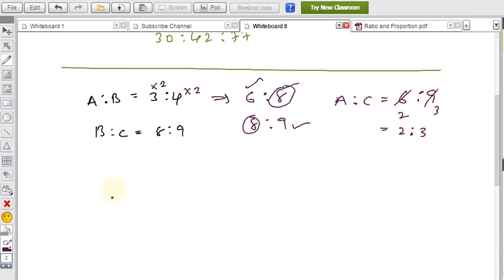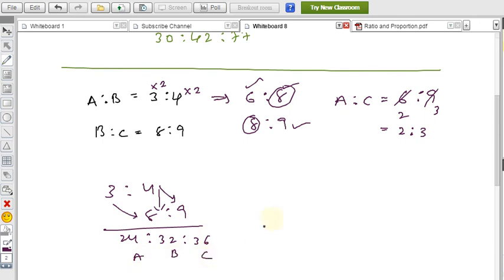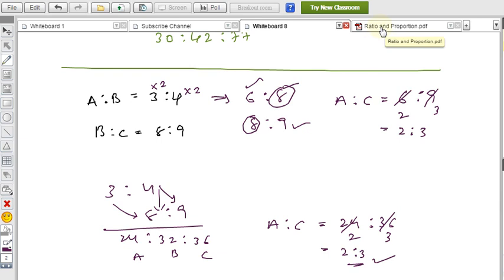Otherwise you can use the same method as the previous one. That is, 3 : 4 is A B and 8 : 9 is B C. Then 3 4s are 24 and 4 into 8 is 32, and 4 into 9 is 36. Right? Now this is A : B : C, but we need only A is to C. So A is 24, C is 36. You can cancel: 12 2s are 24, 12 3s are 36. So 2 is to 3. That is A is to C. Okay, fine. Whichever method is easy, you can follow it according to the given question.